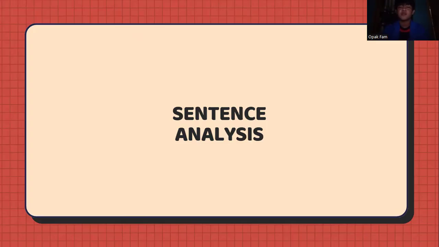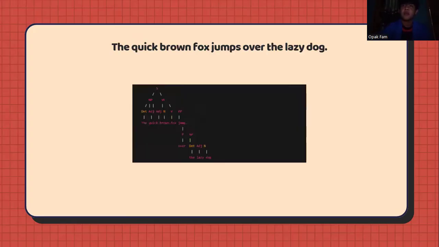Let us move to the first sentence. The quick brown fox jumps over the lazy dog. This tree diagram shows the sentence structure, as it is divided into NP and VP.